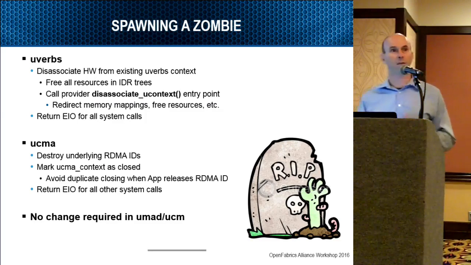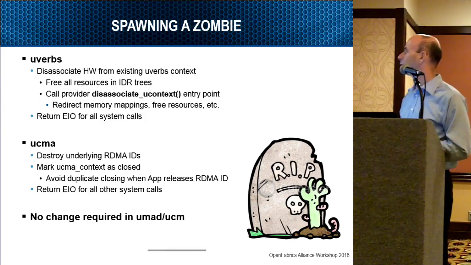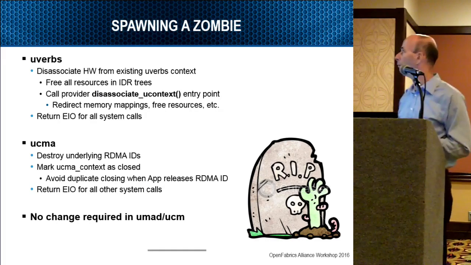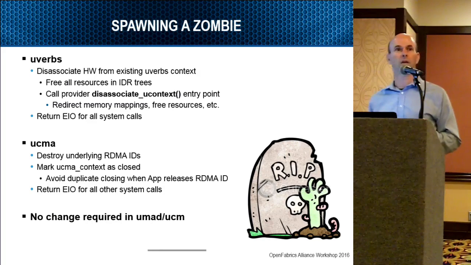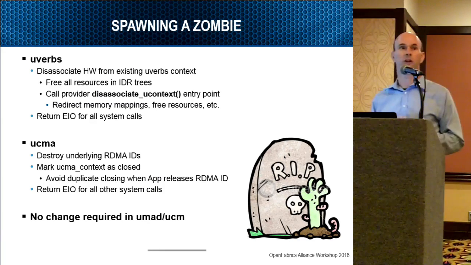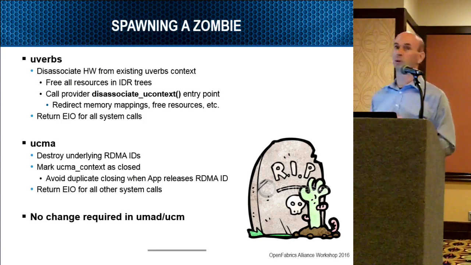Okay, so let's talk a little bit about how zombies come to the world. The first place that they arise is in uverbs. Basically, when the RDMA core layer unregisters a device, what we do in uverbs is disassociate the uverbs context from all hardware resources. We just go through the IDR trees and call into the vendor, release all of the objects in the proper order, right? QPs, CQs, memory regions, everything, and close the resources in hardware.